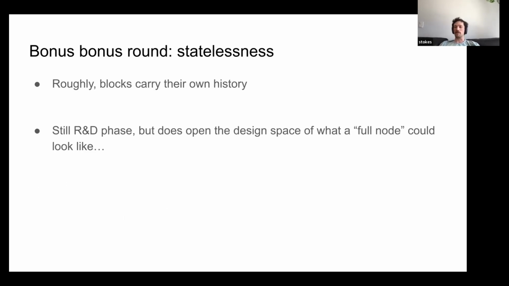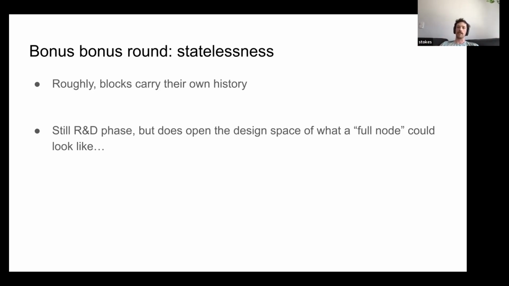There's also a bonus round, even a little more forward looking with some of the research, which is the introduction of statelessness, where the idea is that, and again, this won't be a statelessness talk, but at a high level, blocks are going to carry their own history in a sense. If I have a stateless block, it contains with it the state or the history that it needs, and also proofs that it's valid. And because of that, I don't need to maintain my local history or any local state. It's just attached to the block.